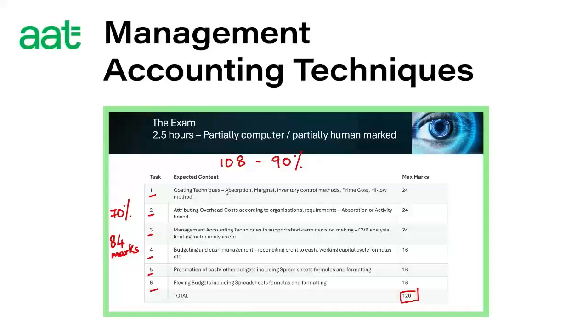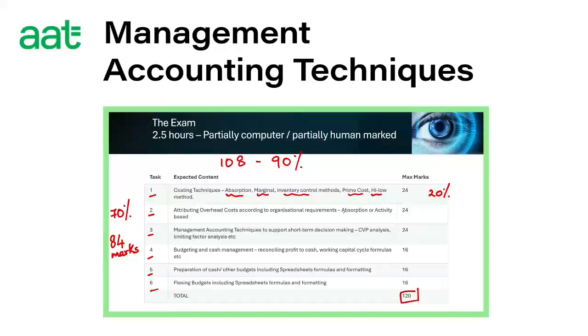This covers topics such as absorption costing, marginal costing, inventory control methods. Of course, you need to be familiar with prior knowledge of what is a prime cost, what is the high-low method. This is the method used to split costs into fixed and variable elements. Of course, that's task 1, worth a lot of marks. So 24 marks out of 120 is about 20% of the marks available for that first task. Then the second task is on attributing overhead costs to organizational requirements.